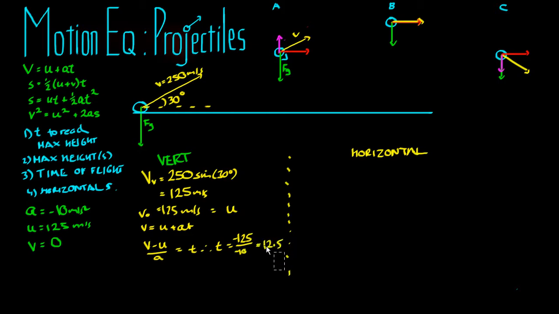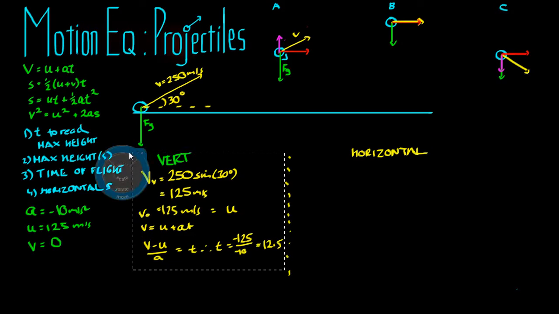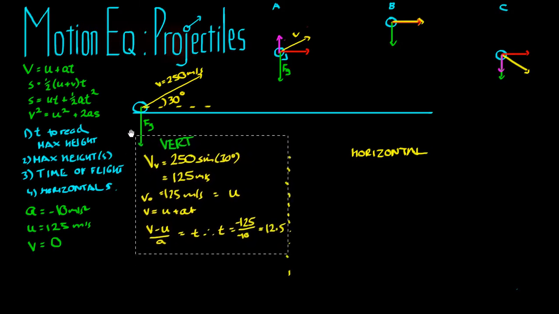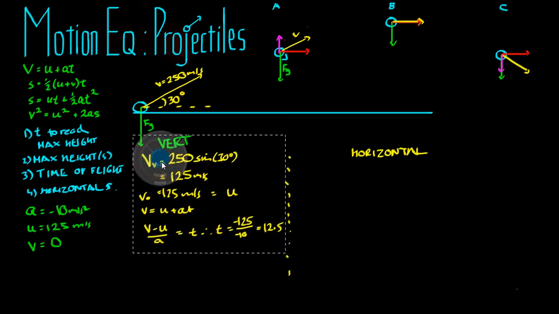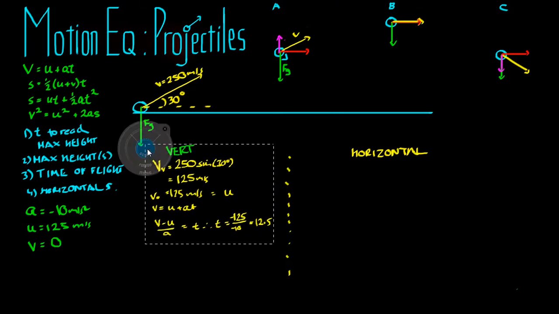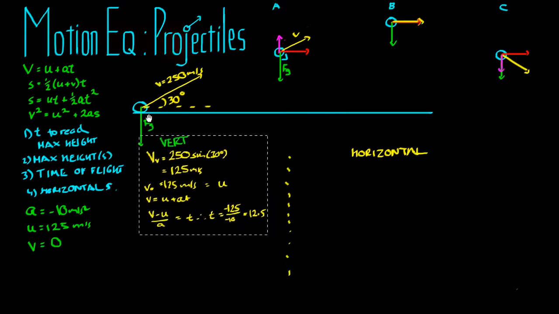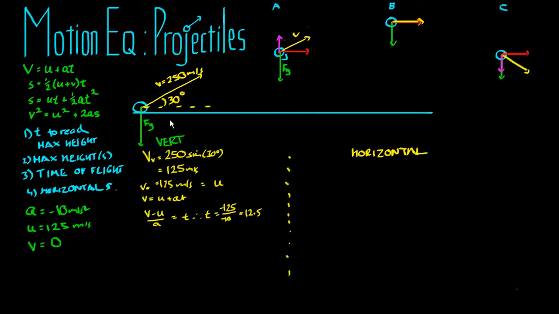That is the time it takes for this cannonball to reach its maximum height, or the time it takes for gravity to completely nullify the vertical component of the velocity. So let's look at part 2. What is the max height? There are a few formulas we can use. We could use this one because we know U, we know V, and we've worked out T.